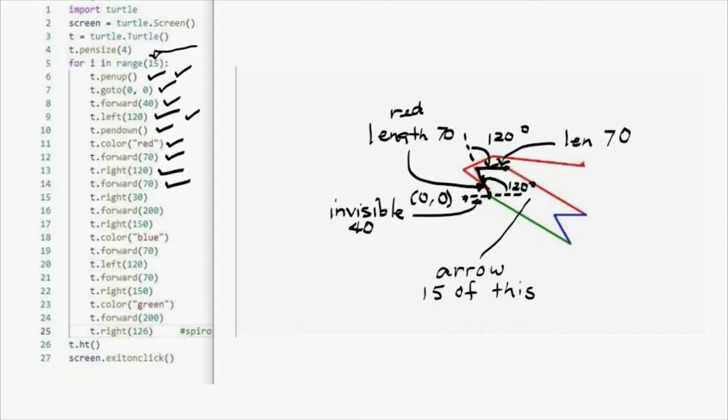And then at this point, the direction of the turtle is like this. And since this is the line I'm drawing next, I have to turn the turtle to the right like this. It is 30 degrees, line 15. This is 30 degrees. And then I draw the next line, which is 200 pixels in length.